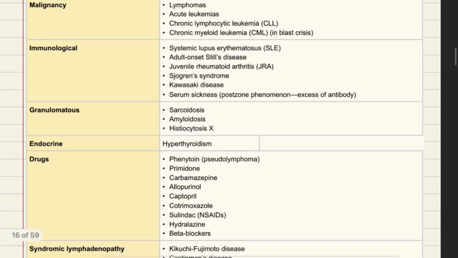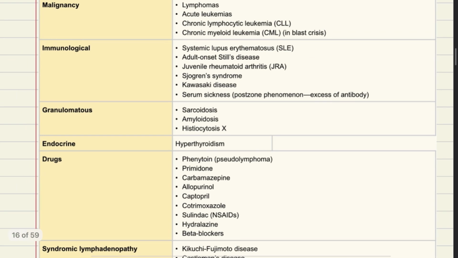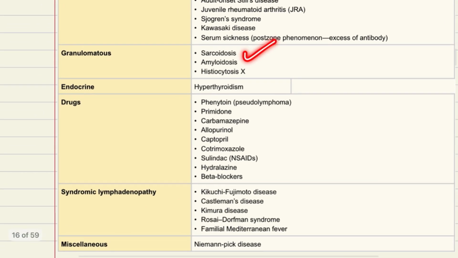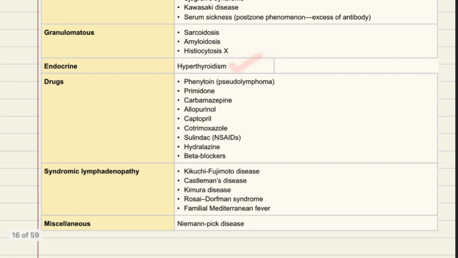In the immunological causes, you should remember SLE, then JRA, juvenile rheumatoid arthritis, then Kawasaki disease and Sjogren's syndrome. At least you should remember these. In the granulomatous causes, remember sarcoidosis at least, in endocrine, hypothyroidism, and in drugs, very important because drugs are frequently asked, phenytoin causes pseudolymphoma, so phenytoin becomes very important. Along with it, you can remember others also, but at least remember phenytoin. Then we have syndromic lymphadenopathy, not very important, you can remember these or you can avoid them also.